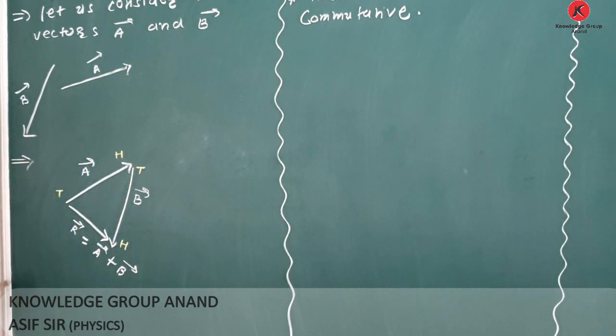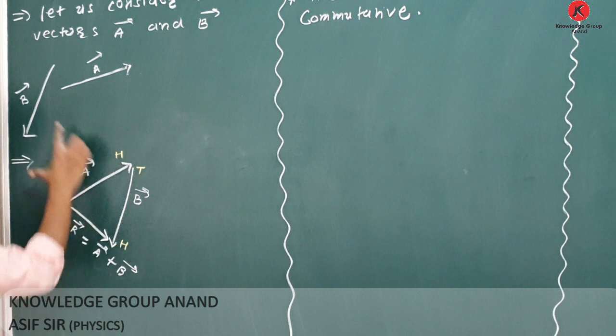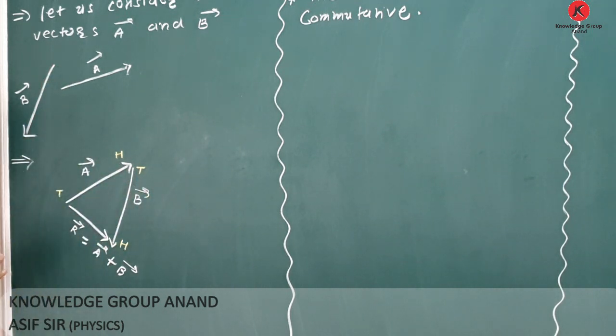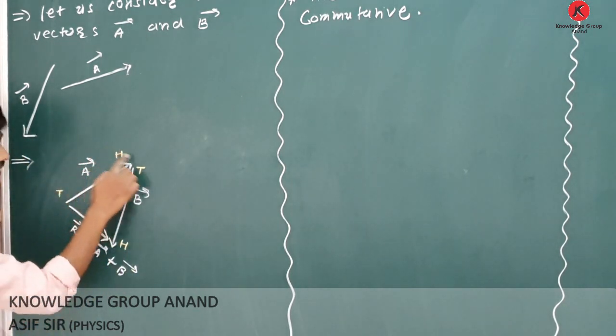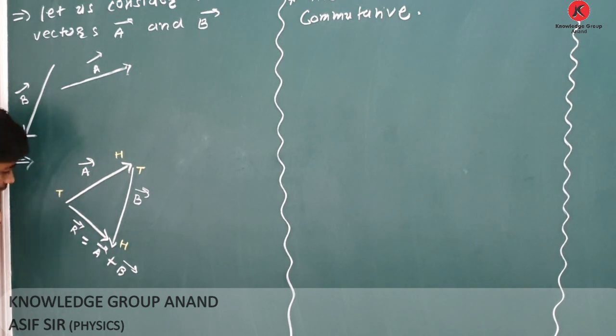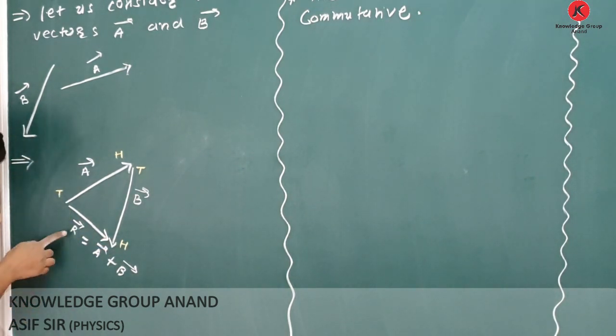First, draw vector A, its tail, head. Draw another vector B from head of A with its direction and magnitude. Yes. Then there is relation between these two vectors. Tail, head, tail, head. Clear about this? Okay. So what is resultant vector? Resultant vector is a vector pointing from tail of first vector to head of last vector. Clear? So R is equal to A plus B.